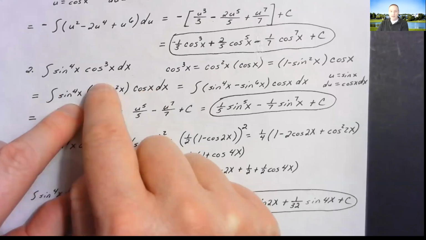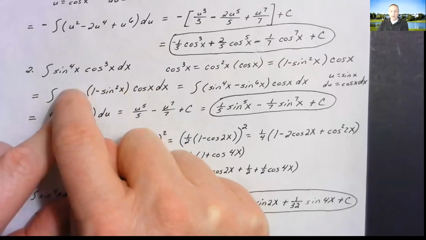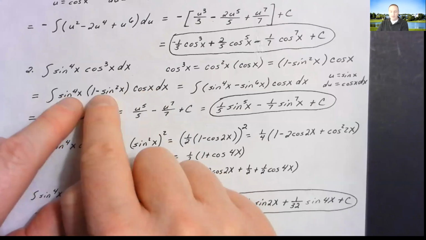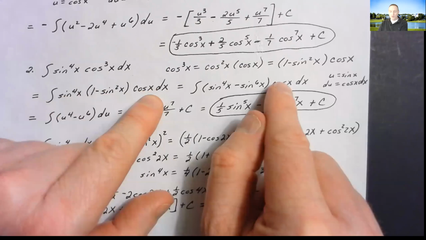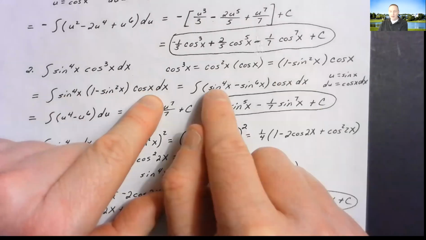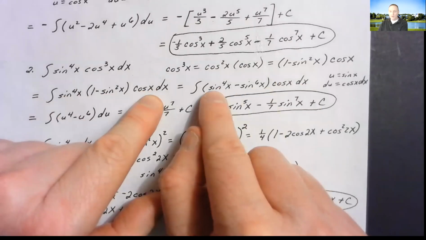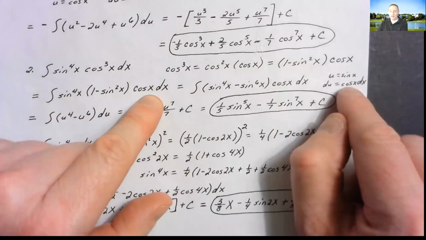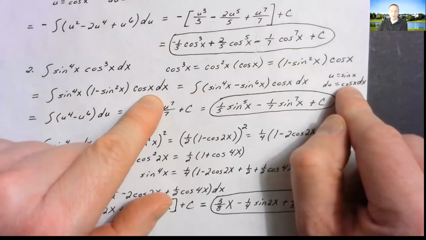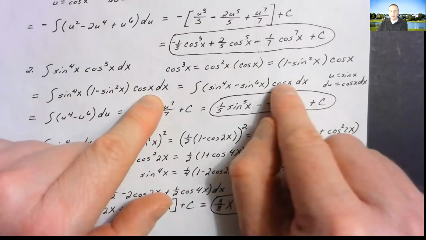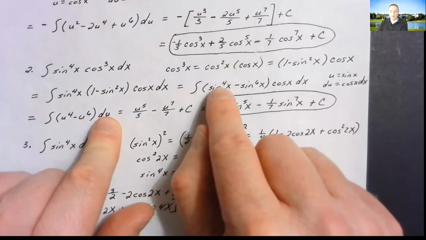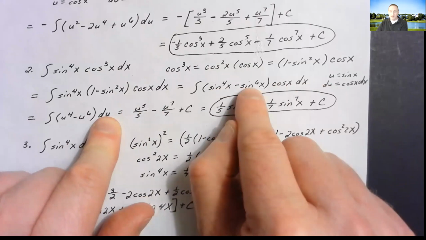At that point, just like I did with the cosine function in the last problem, you could distribute through and say, well, this is going to become sine to the 4th minus sine to the 6th, and then I'll have my cosine of x dx. At that point, I let u equal the sine of x, and then du, derivative of sine is cosine x with respect to x. So all of this just becomes du in my problem.